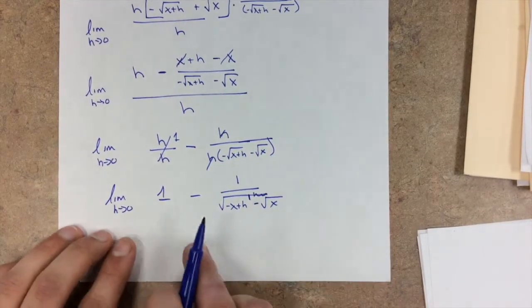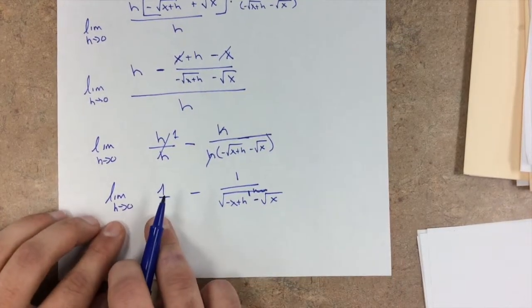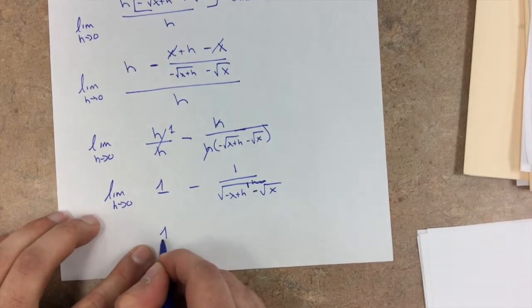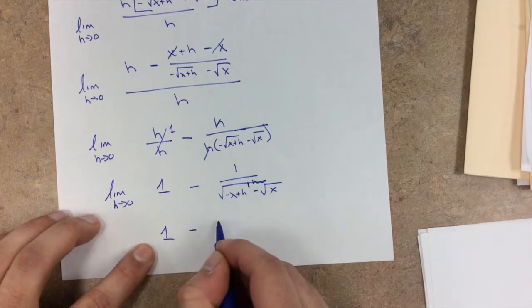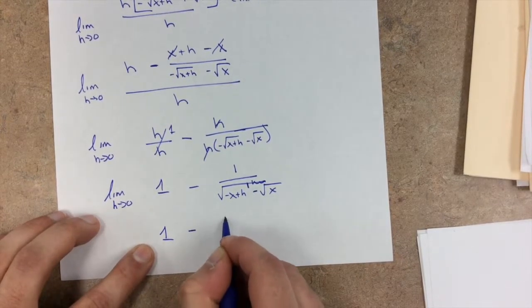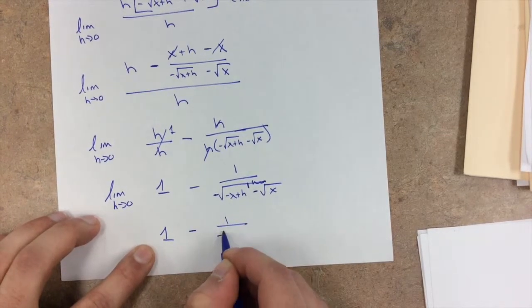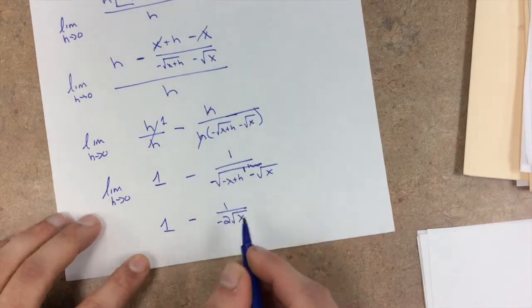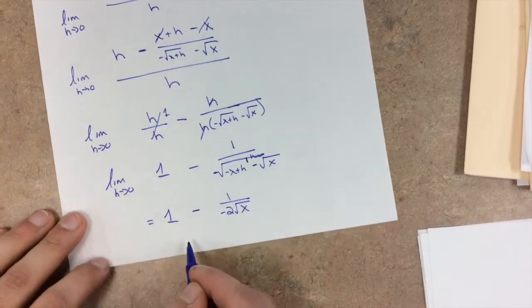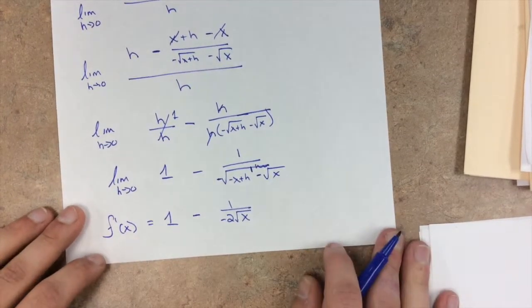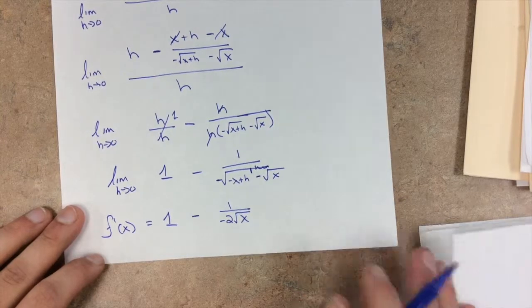So last step, we can evaluate this as h approaches 0. So the limit as h approaches 0 of 1 is just 1 minus, well, 1 over negative 2 square root of x. That's our limit evaluated, which means that's our f prime of x. Thanks.